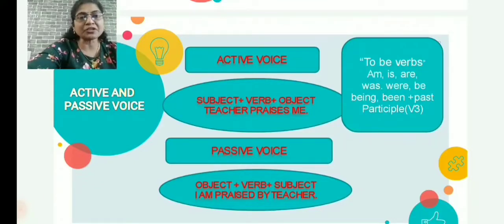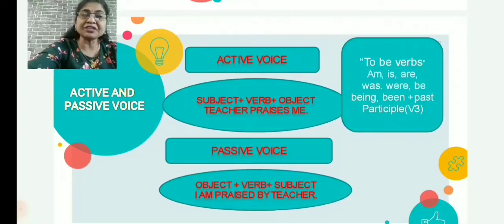Now see the formation of passive voice: object plus verb plus subject. Now here, when we change active voice into passive voice, we have to swap the places of subject and object. Now you see that the same example is done into passive voice. Now the object, me, has come in the place of subject, and that's why it has become I. Me is an objective case, and when we write it in the place of subject, it becomes I. So, I am praised by teacher.